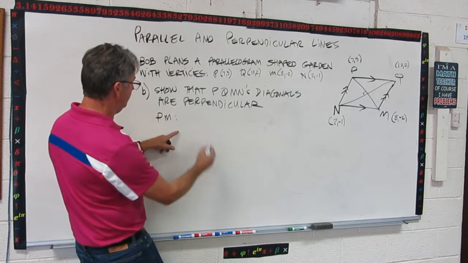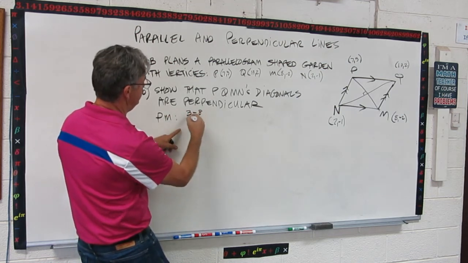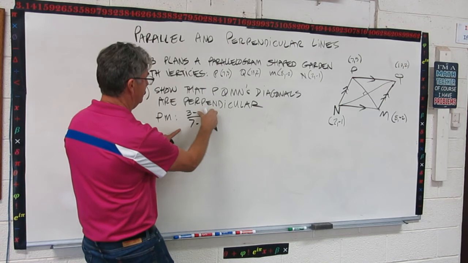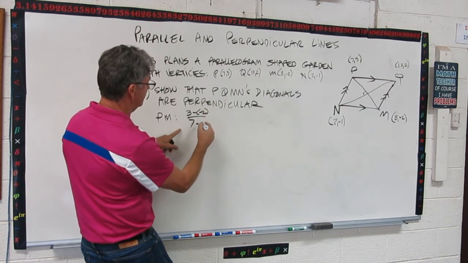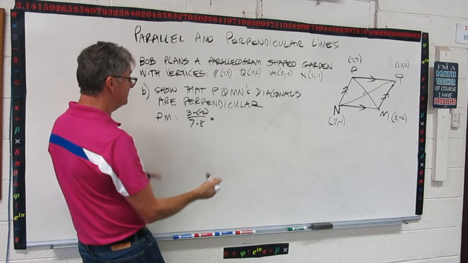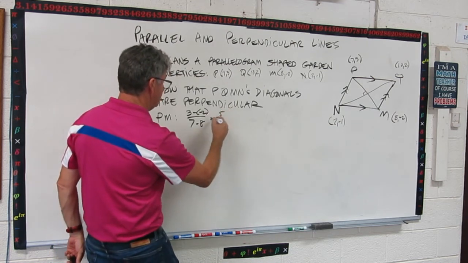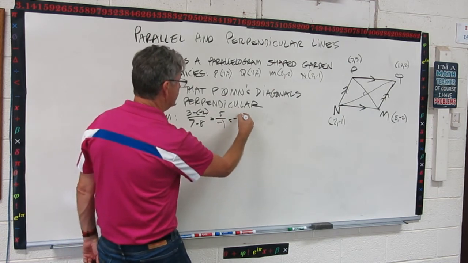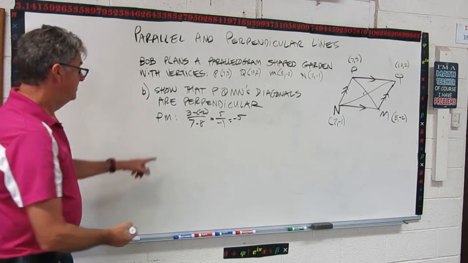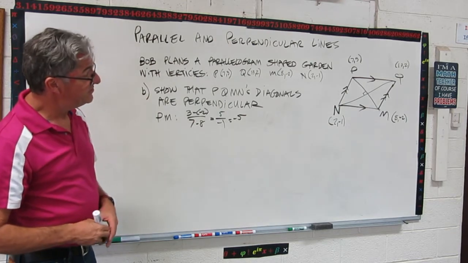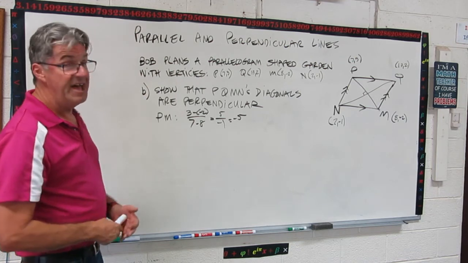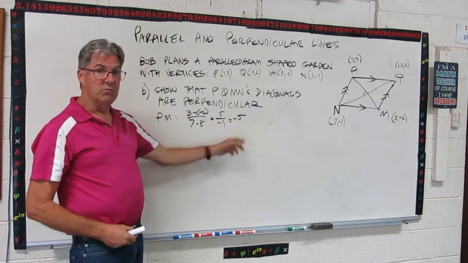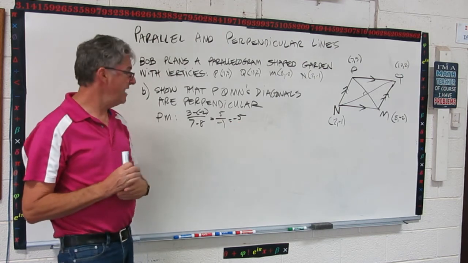I'm going to use P as my second point, so 3 minus... it's 3 minus -2. Sorry about that. 3 minus -2 over 7 minus 8. So 3 minus -2 is 3 plus 2, which is 5, and 7 minus 8 is -1. So this gives us a slope of -5. Cool. So now I'm going to make a prediction. If these two lines are perpendicular, what is the slope of NQ going to be? It has to be the negative reciprocal of -5, which would be +1/5. So let's see what we get.